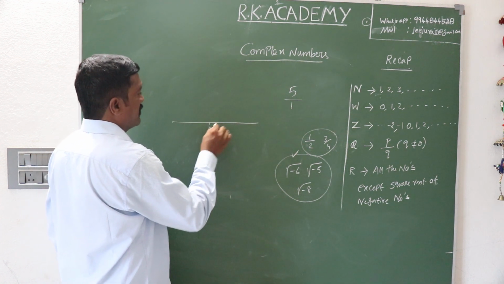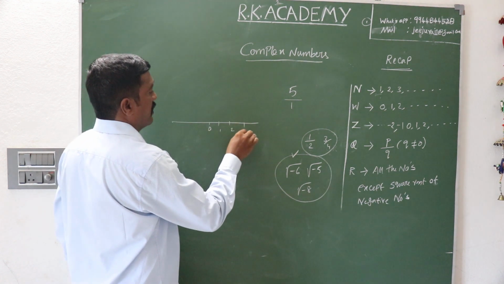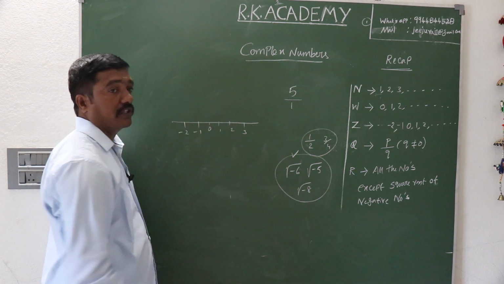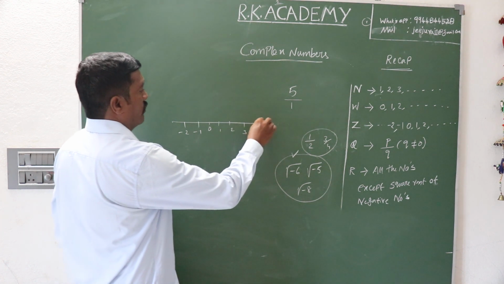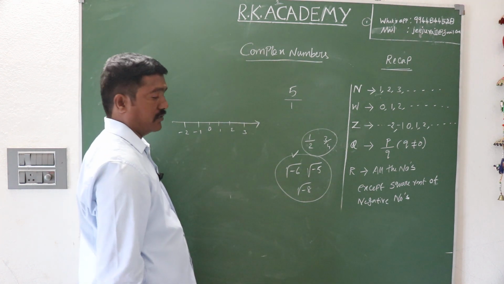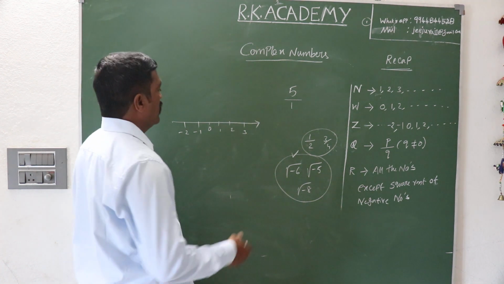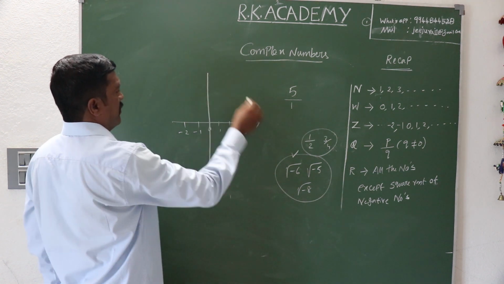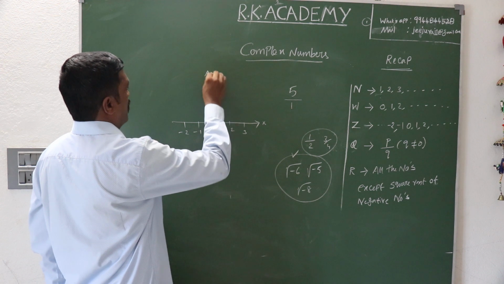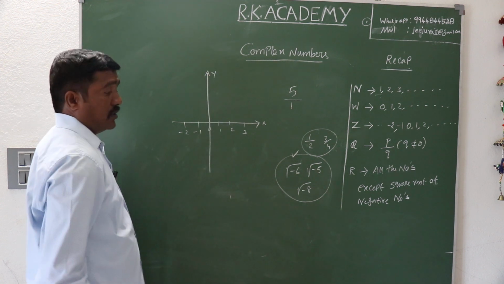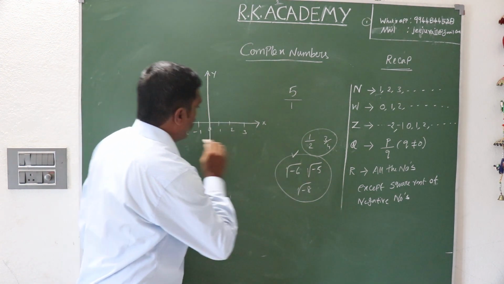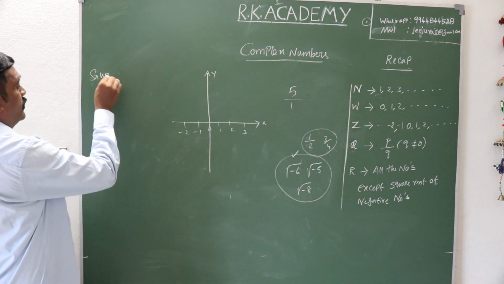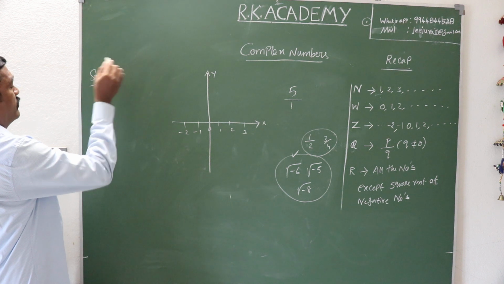In the real number system, all the numbers lie on the real line. Now they introduce a new one. Sir, what is that new one? The imaginary number. What is meant by imaginary? Think of an x-axis and y-axis. Before that, we will solve an equation.